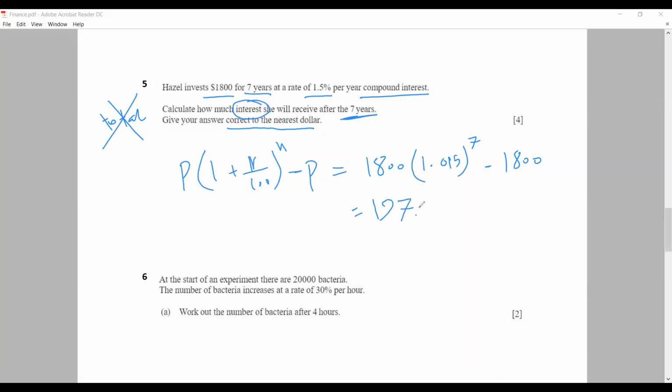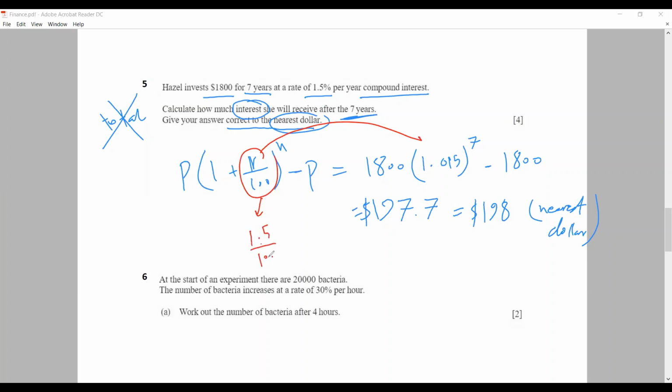That is 197 point, they said to the nearest dollar. So it's 0.7, which you rounded to 198 US dollars, nearest dollar. Okay, so I hope it was clear how you obtained 1.015. If you can do it in one shot, maybe you write it here. R is 1.5 over 100. You can use your calculator for that. This should give you 0.015, and then you add it with 1. This is what you get.